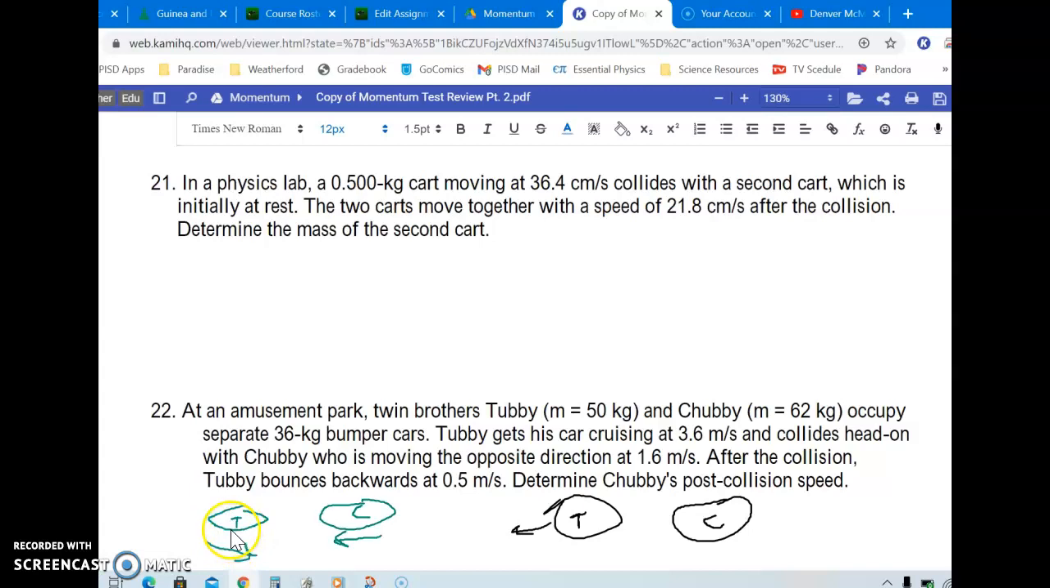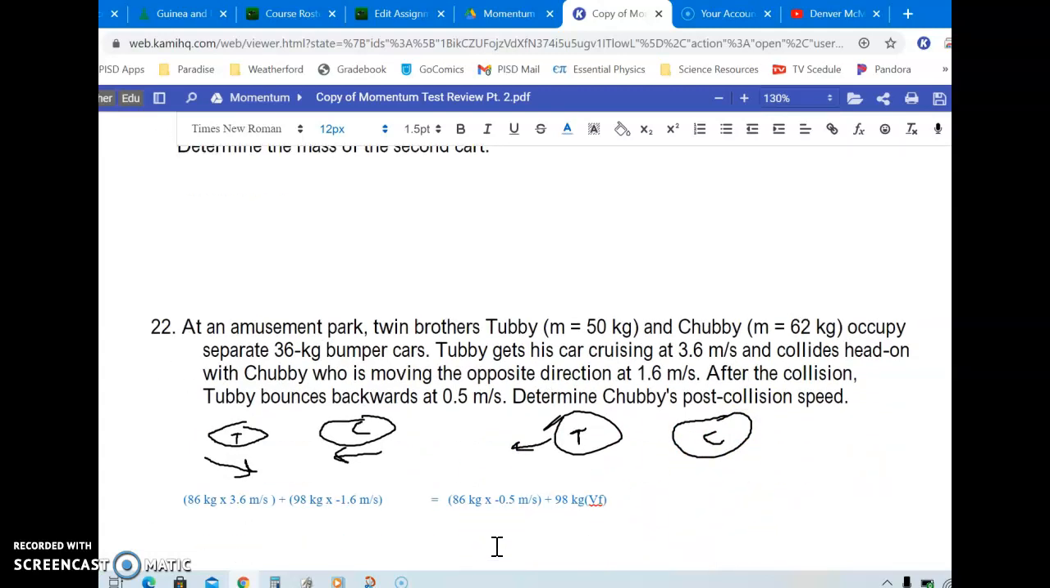Tubby's going this direction, so his velocity is going to be positive. Chubby's going the opposite direction, so we'll make his negative. After they hit, Tubby bounces the opposite direction, so now his is going to be a negative velocity, and we don't know about Chubby's yet. We'll have to find it out. If we plug into our formula, as they bounce apart, it says that Tubby bounces off, so that means this would have to be an elastic collision.